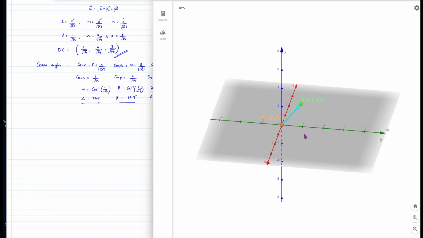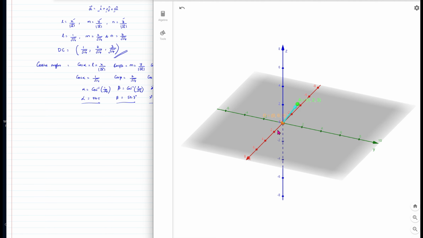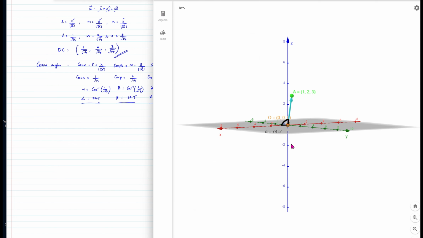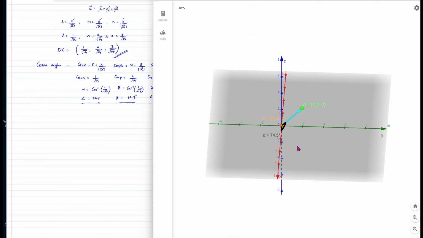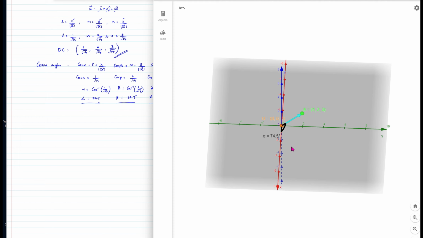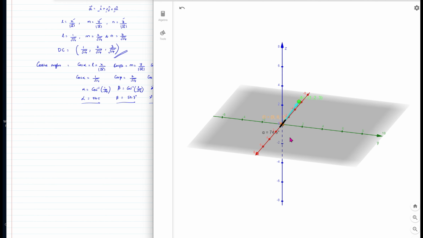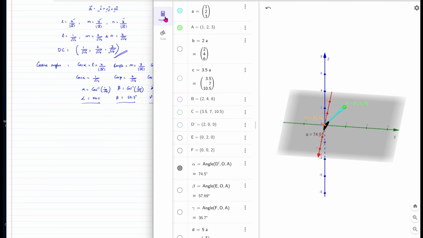Now let's see what angle it makes with the x-axis. The red one is the x-axis here, the green one is the y-axis, and the blue one, which is vertically upwards, is the z-axis. So let's check the angle which it makes with the x-axis. The value is coming as 74.5. So this is the angle which this vector makes with the x-axis, and let's see the angles it's making with the y-axis and also the z-axis.